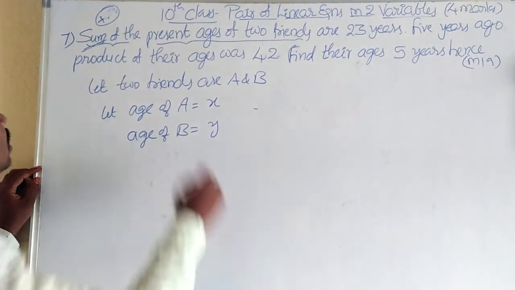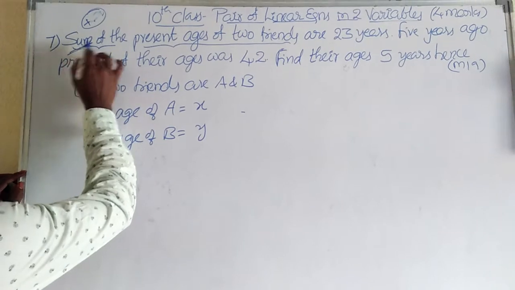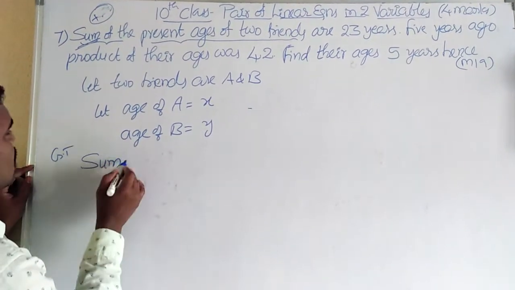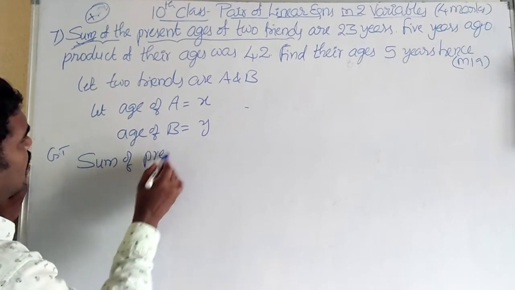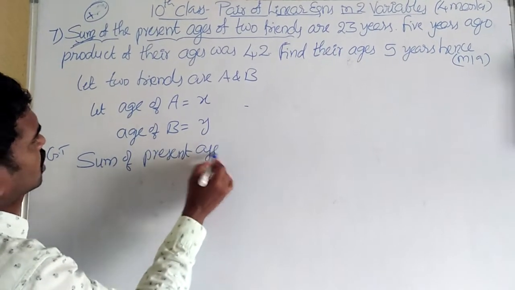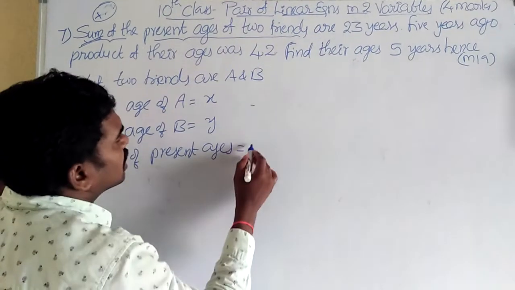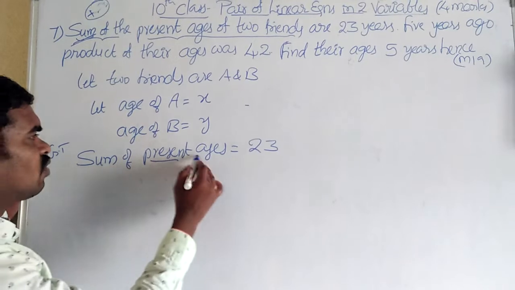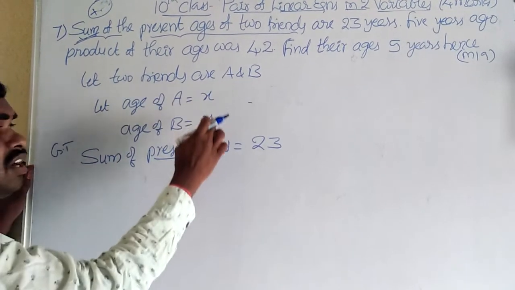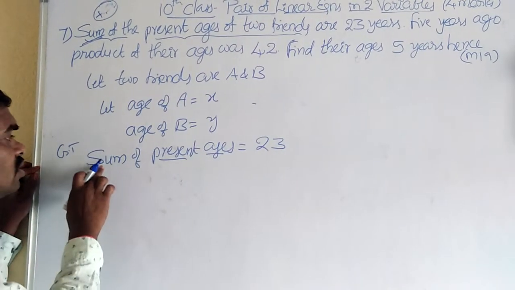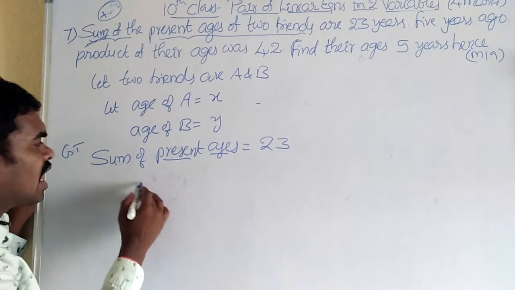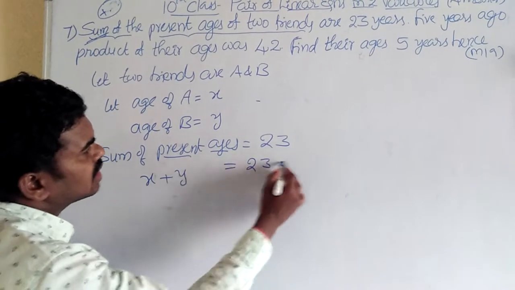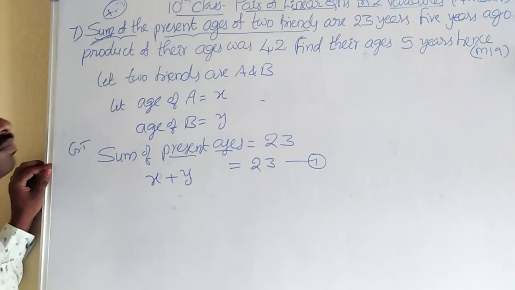The first statement is the sum of the present ages. Given that the sum of present ages is 23. What are the present ages? x and y, and sum means add. So x plus y is equal to 23. This is equation 1.